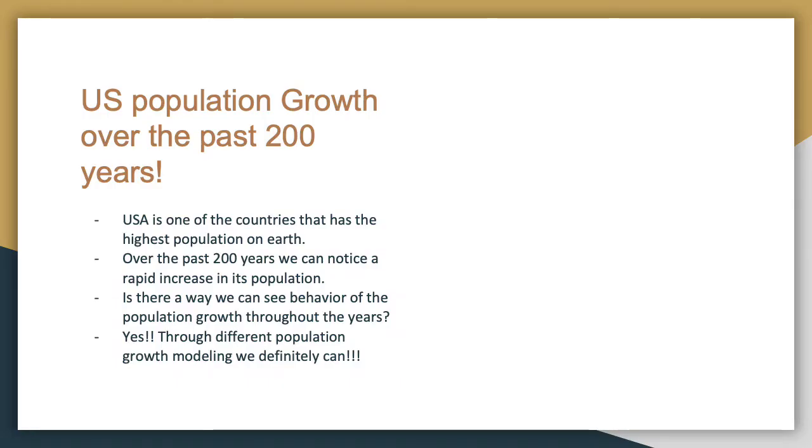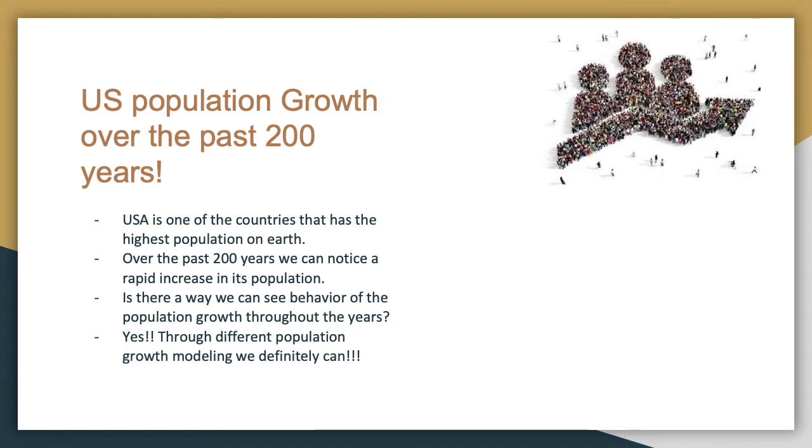modeling growth really works. In this case, we will be analyzing the US population. The USA is one of the countries that has the highest population on Earth. As of right now, it stands at 328 million people. Over the past 200 years, we can notice a rapid increase in its population. For example, from 2019 to 2020, the population grew by 0.35%. However, is there a way that we can model this population growth? Yes, through different population growth modeling, we definitely can.